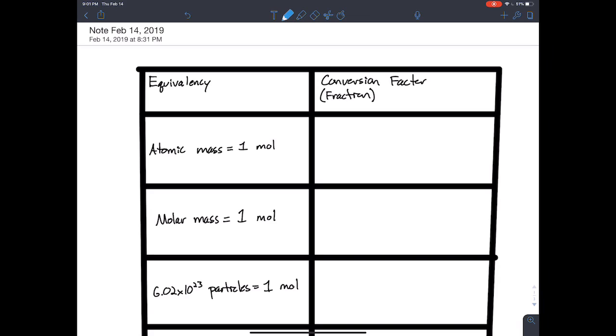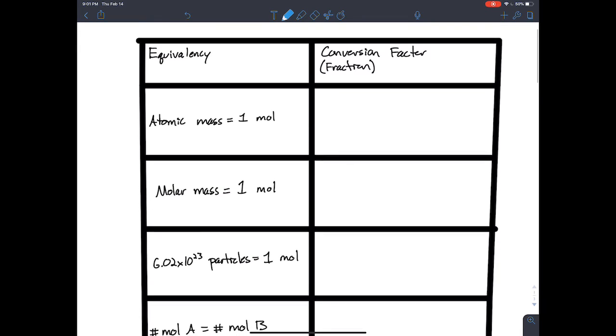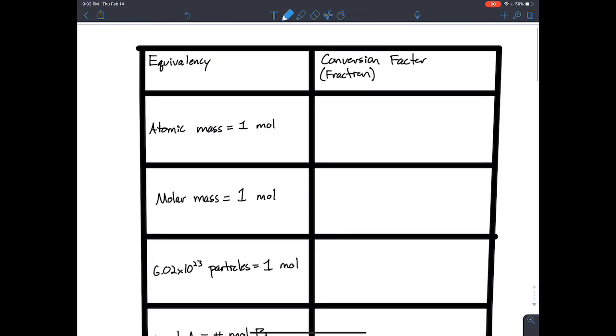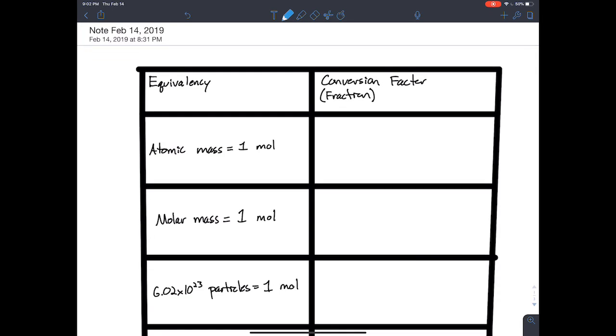The sport of chemistry, the art that is chemistry. We're going to start flexing on these problems with some serious conversion factor equivalency knowledge. So, this is a poor attempt to recreate the handout that you have now in front of you. I tried to copy it over to this format. It was extremely blurry and it was making me angry, so I just wrote the whole thing out.